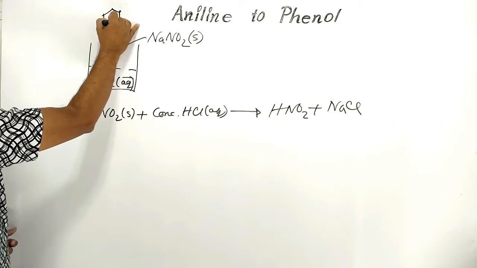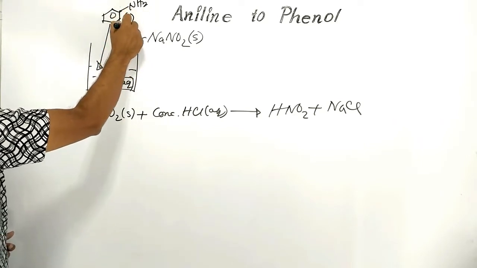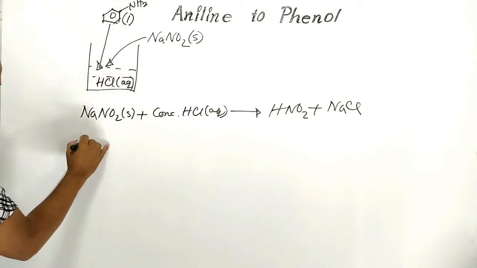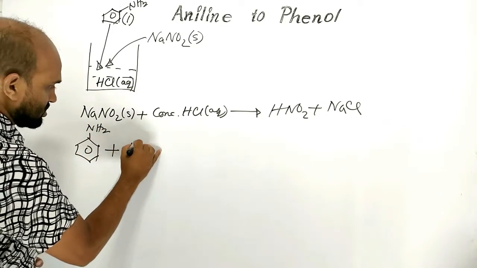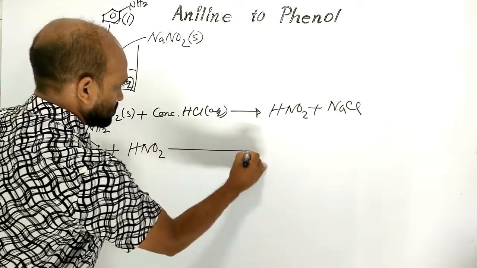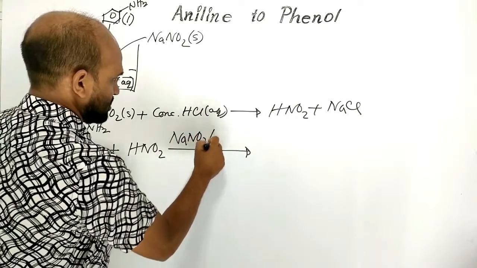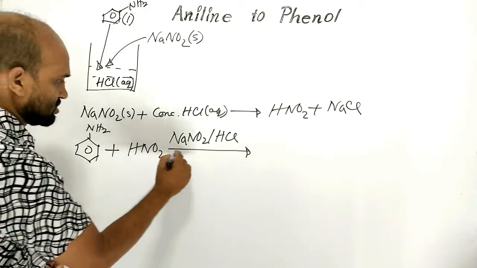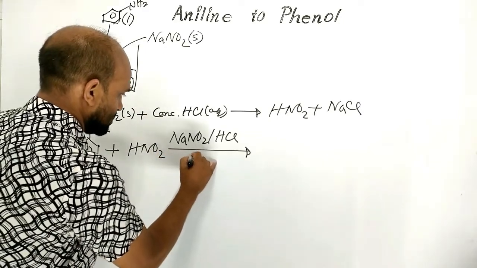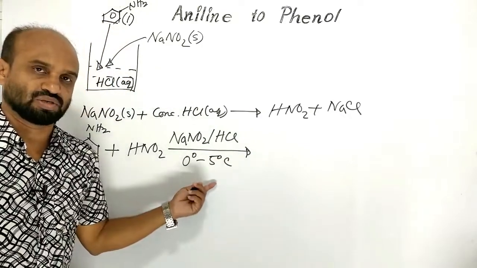In this vessel now, aniline is added, which is an oily liquid. Now aniline reacts with nitrous acid, which is obtained from sodium nitrite and hydrochloric acid, and the reaction is maintained at 0 degrees to 5 degrees Celsius temperature.